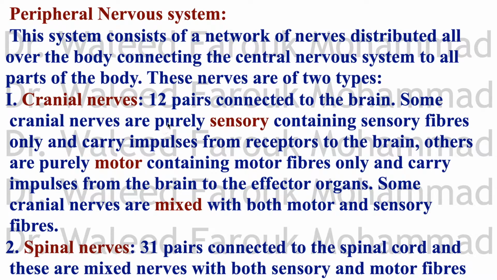الهايبوجلوسال مثلا، نيرف رقم 12، ده purely motor، ده بيحرك اللسان. في كذا نيرف على فكرة بيحركوا اللسان، 4 نيرفز بيحركوا اللسان عشان تعرفوا أهمية الكلام يعني. spinal nerves 31 pairs connected to the spinal cord، ودول عبارة عن mixed nerves شايلين both sensory and motor fibers.